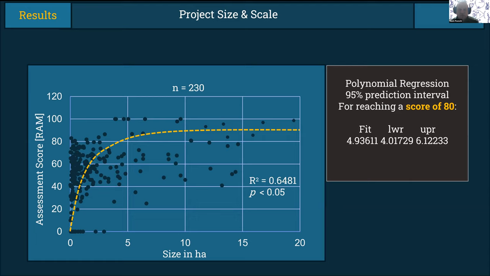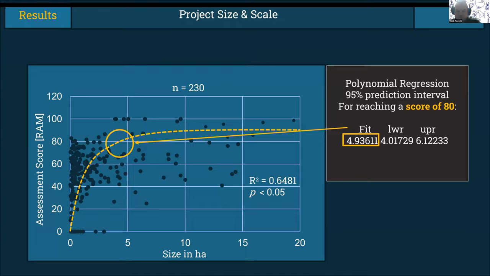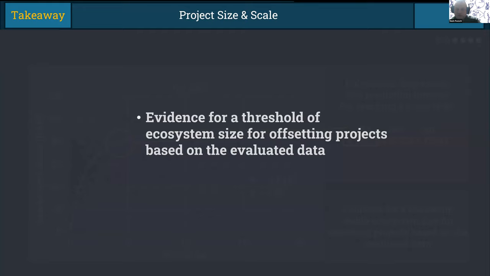to see this leveling off of ecosystem function, which suggests to us that there may be a minimal threshold for the type of success criteria you can get from an offset, where above 5 hectares in size, you tend to have good functioning ecosystems. And below 5 hectares in size, you have more of a mismatch or gradient. So this was really interesting, that we started to see a threshold for ecosystem size for the ecosystem function criteria.